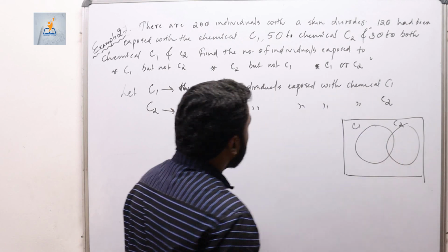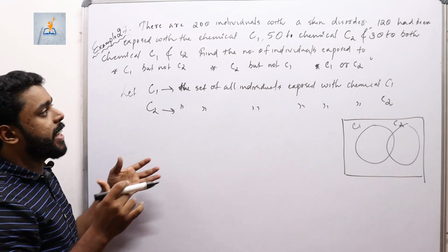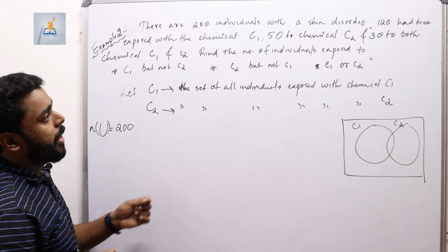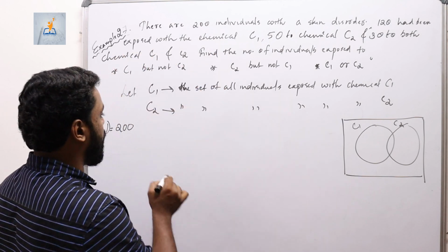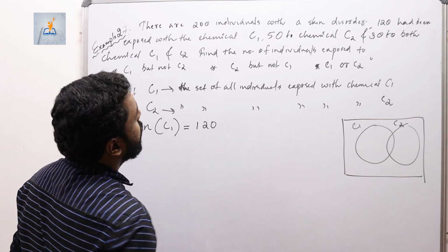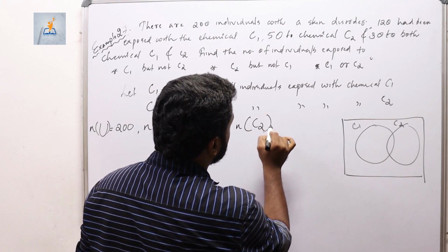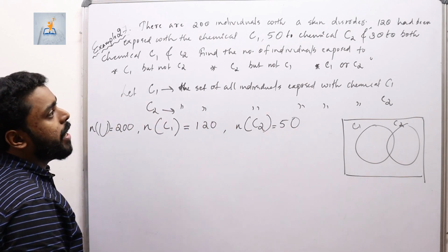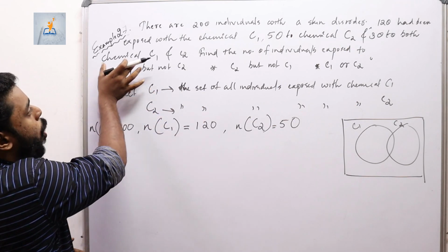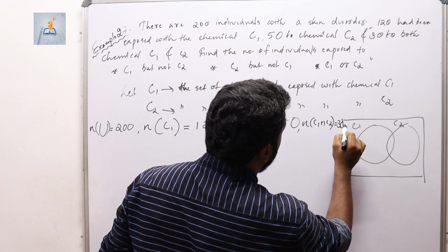So C1 and C2. Now we are writing the given information from the question. We are given that there are 200 individuals with a skin disorder, which means that the universal set contains 200 members, right? Now 120 had been exposed to chemical C1, which means that n(C1) is equal to 120. The next condition is 50 exposed to the chemical C2, which means that n(C2) is equal to 50. The last condition is that 30 are exposed to both chemical C1 and C2, which means that n(C1 ∩ C2) is nothing but 30.